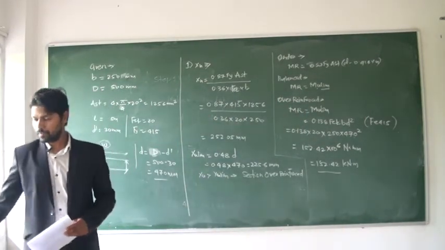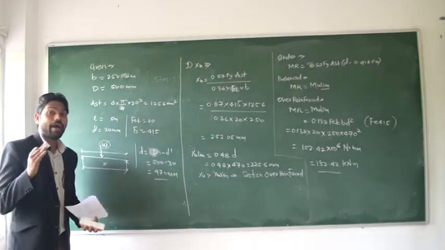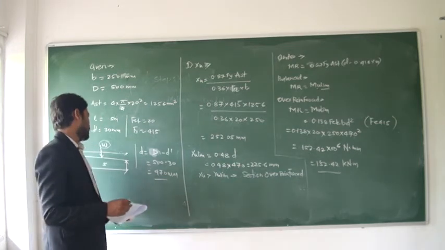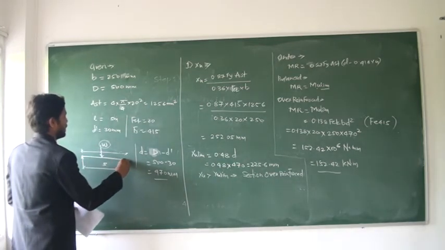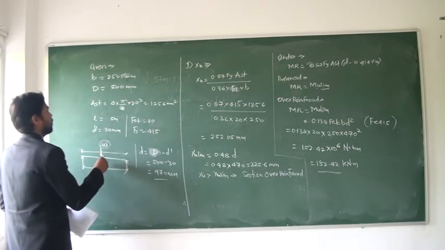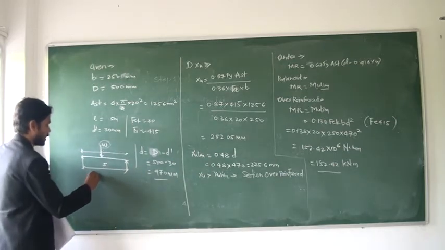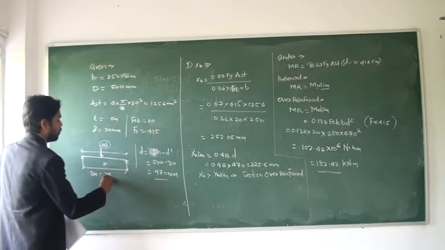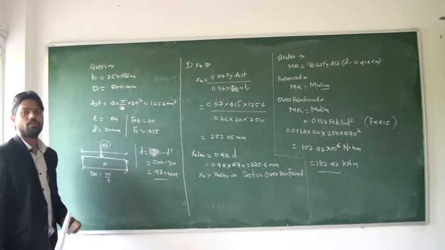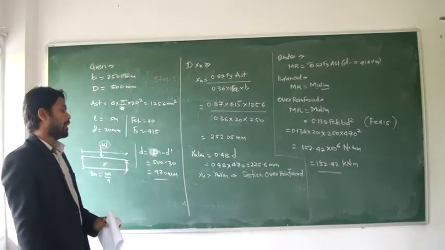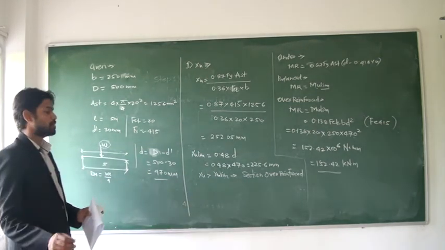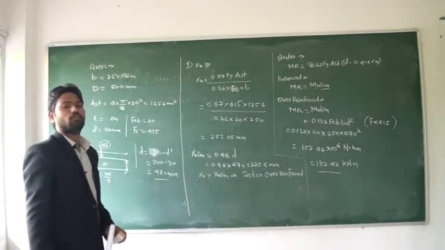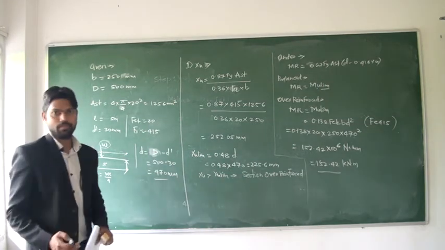That is 152.42 kilonewton meter. Now they have asked you to find out a safe load. Now see, this is a case of a simply supported beam with a point load at the center. So bending moment for this type of beam will be maximum at the center and it is equal to WL by 4. And for the section to be in equilibrium, for the section to be safe, this bending moment should be equal to the moment of resistance of that particular section.